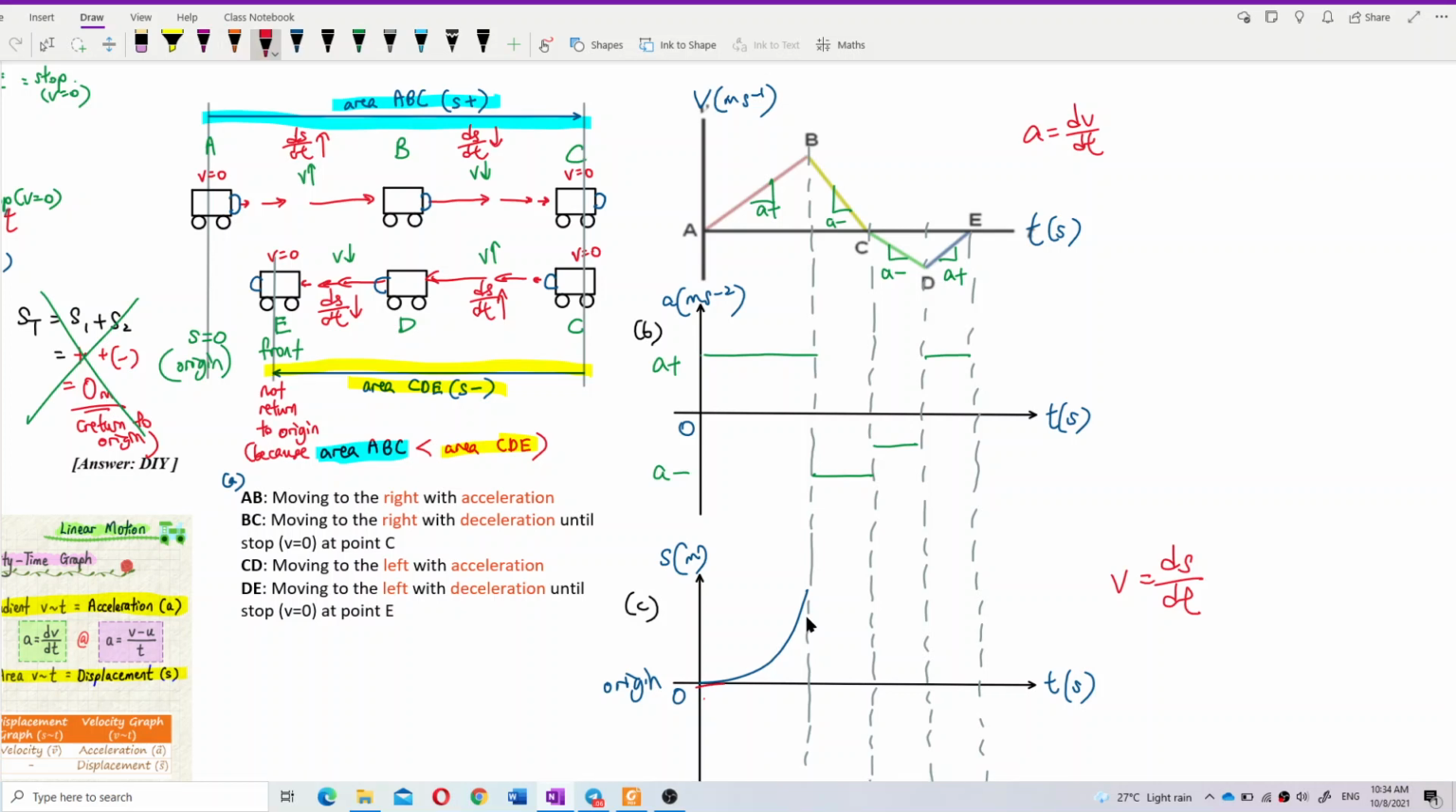So you see, the gradient, the velocity here is 0. And then going up here, going up here, going up here, velocity increases. You see that? Velocity increases.